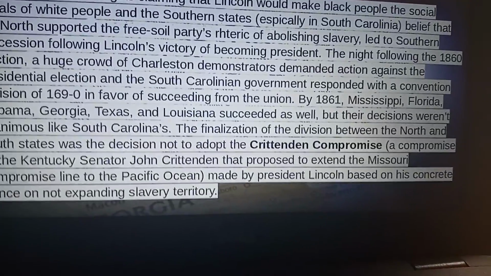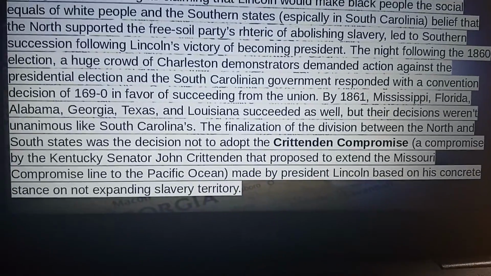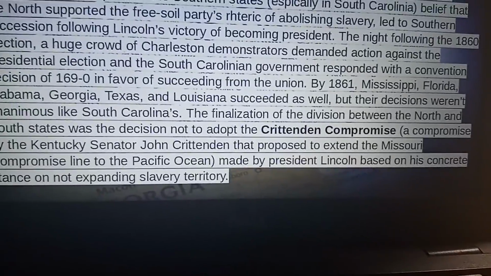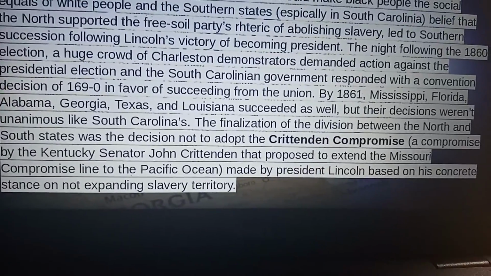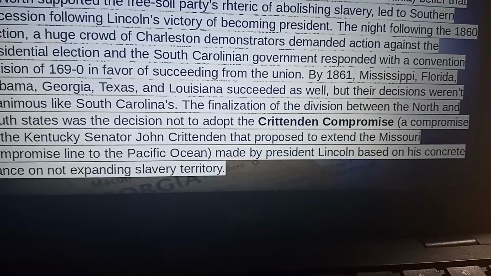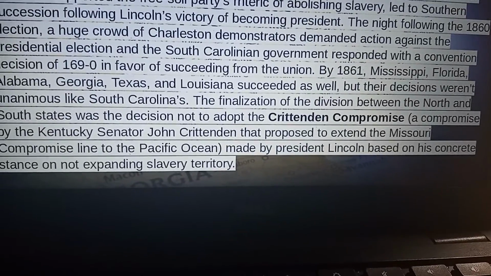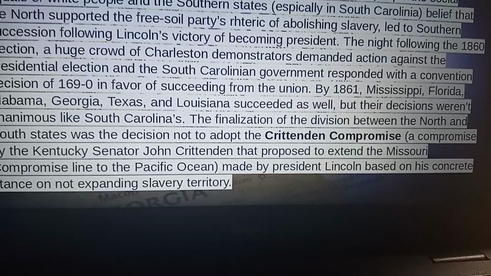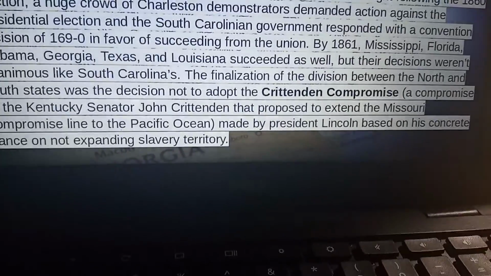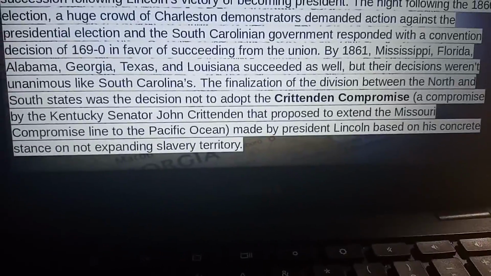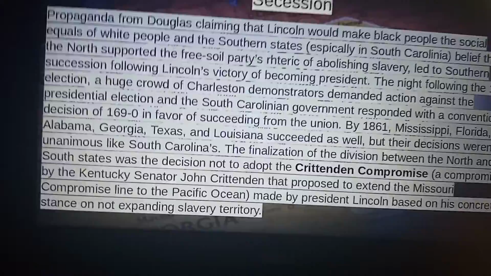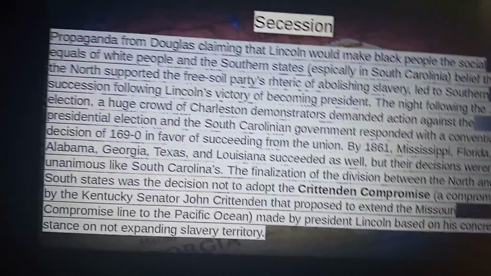By 1861, Mississippi, Florida, Alabama, Georgia, Texas, and Louisiana seceded as well, but their decisions weren't unanimous like South Carolina's. The finalization of the division between the North and the Southern states was the decision not to adopt the Crittenden Compromise, made by President Lincoln based on his concrete stance of not wanting to expand slavery territory, specifically slavery territory in the West.